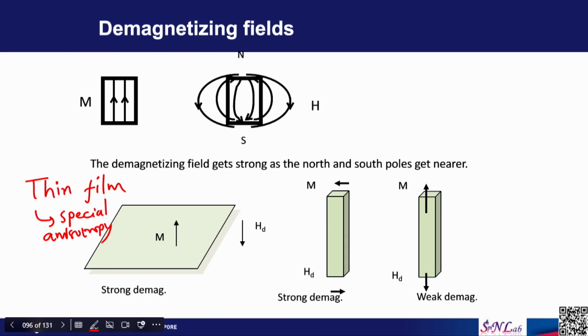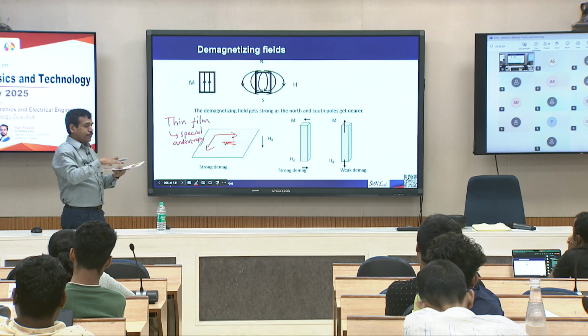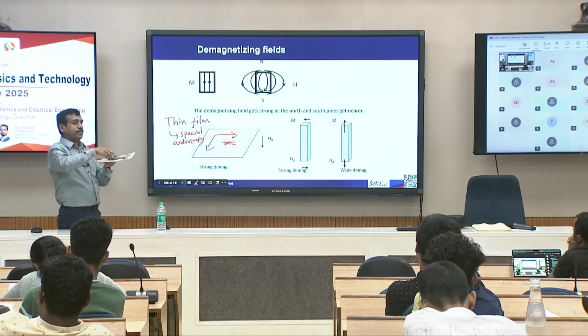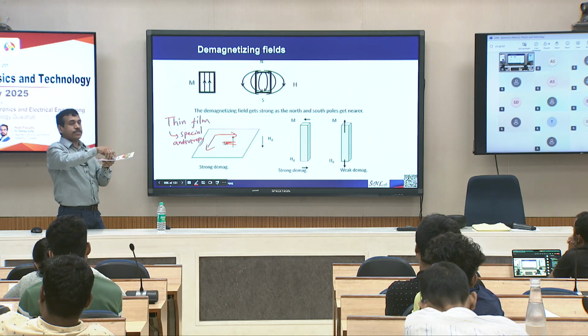if your thin film has no special anisotropy, then the magnetization will never be along this direction. The demagnetizing field is very strong along this direction. So, when there is no special anisotropy, the magnetization of a thin film is always parallel to the film, either along this direction or this direction. So, in the case of thin films with no anisotropy, the magnetization will be either parallel along this direction or this direction.